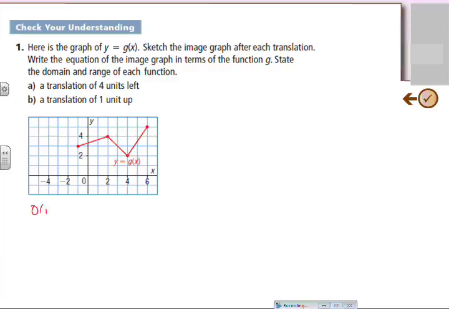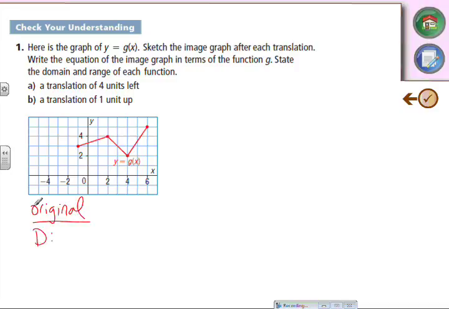So original domain. The original domain goes from -1 all the way to 6. So -1 less than or equal to x, less than or equal to 6. Your range on this one goes from the lowest of 2 up to the highest of 5. So range, 2 less than or equal to y, less than or equal to 5. So there's my original domain and range.